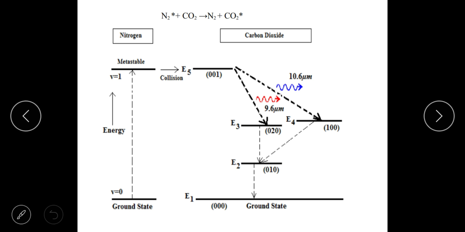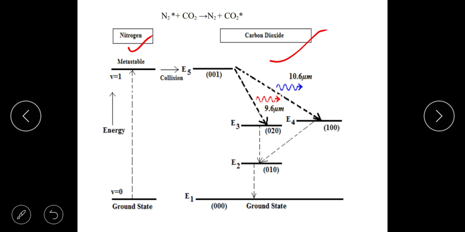there are no metastable states here, but the first excited state of nitrogen, that is the N2 molecule, is metastable. And what is a metastable state? A metastable state is one wherein the atoms stay there for longer.